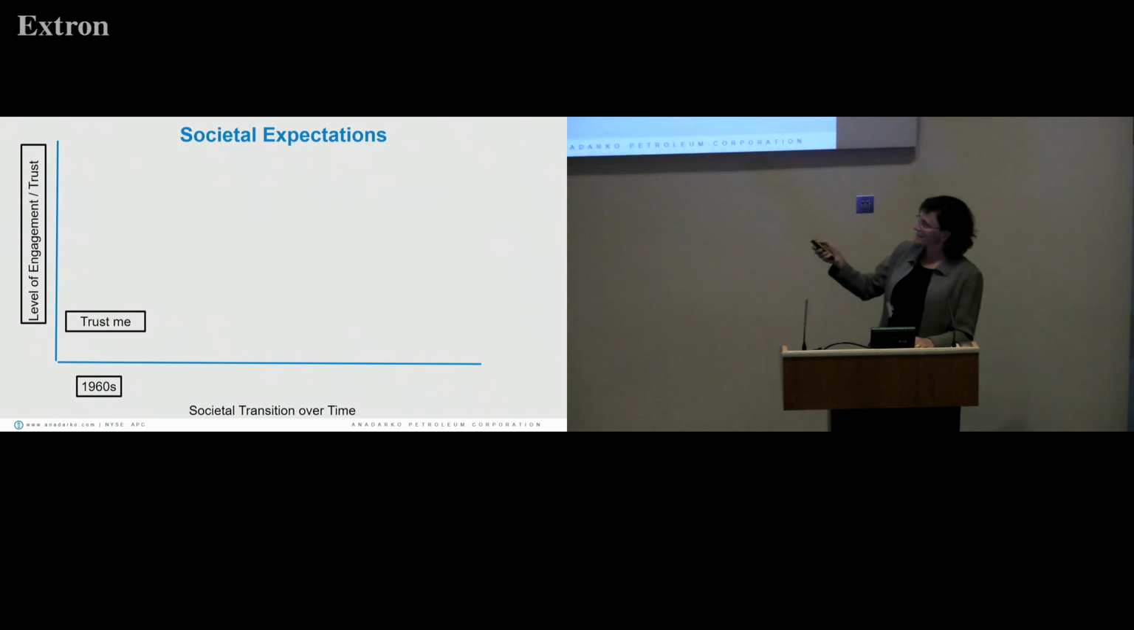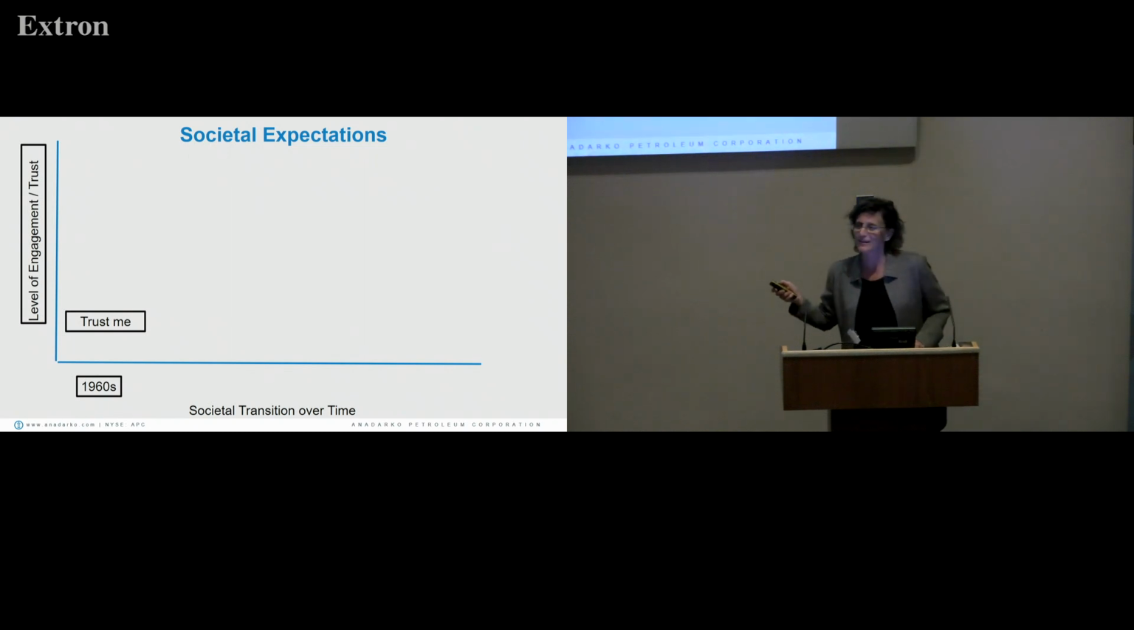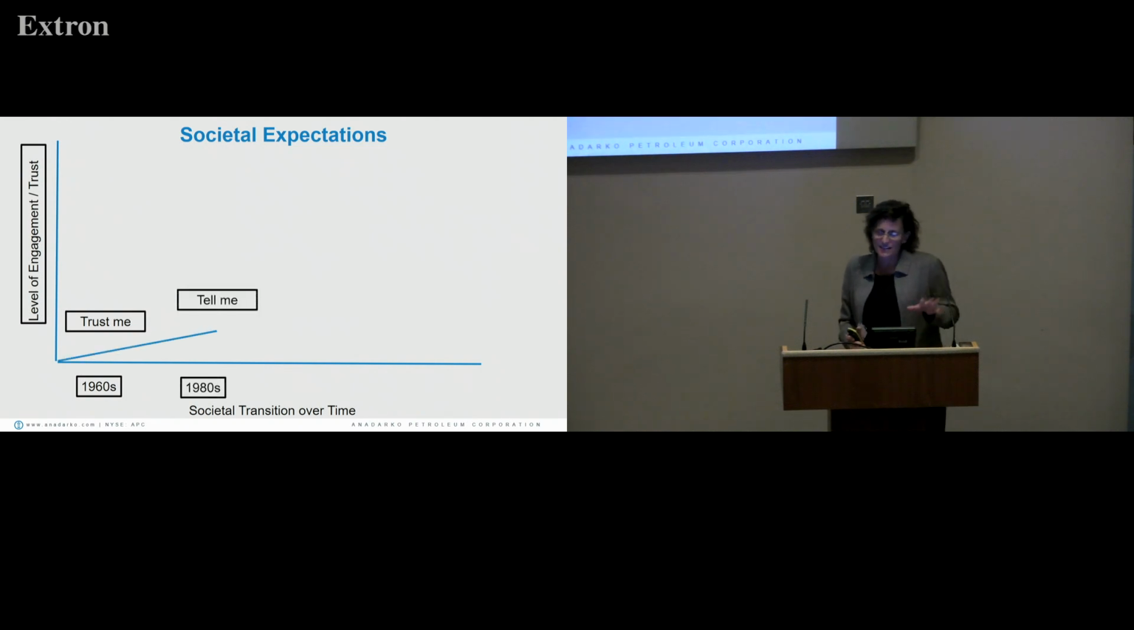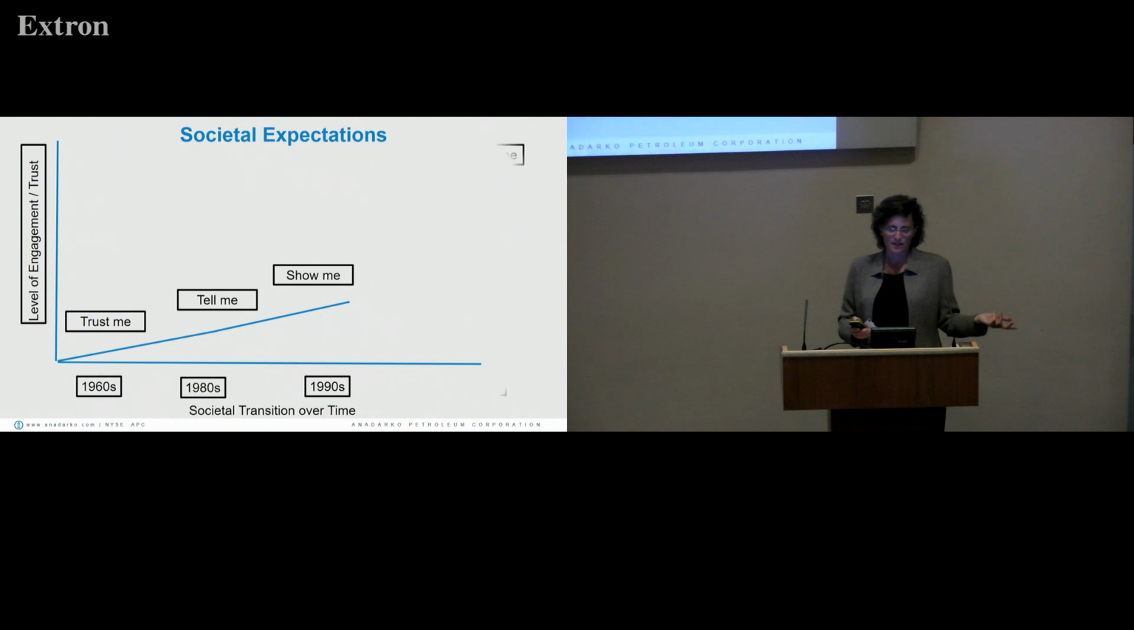So in the 1960s, before most of you were born, it was trust me. They trusted the government, they trusted industry. And then in the 1970s, 80s, they started saying, well, we need you to tell us more. So in the US, we started doing more reporting to the federal government. We had to start disclosing more things. In the 90s, sustainability came around, and it was show me presentations. I want to see what you're doing, I want to hear your stories. Today, we're in the engage me phase.